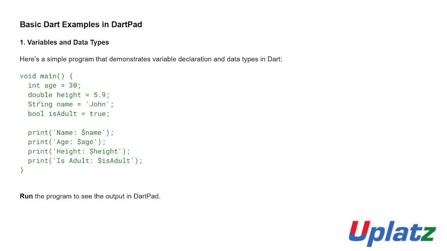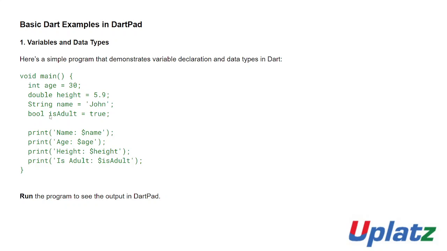Double height is equal to 5.9. This is a decimal number, so double is used here. Double. String name is equal to, within quotes, John. Please remember that in String, the S is capital. String name is of string type and the value is John.